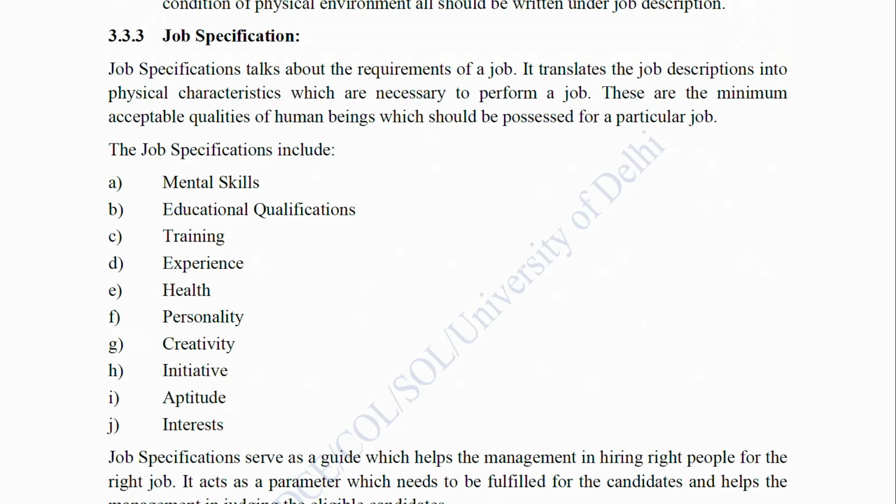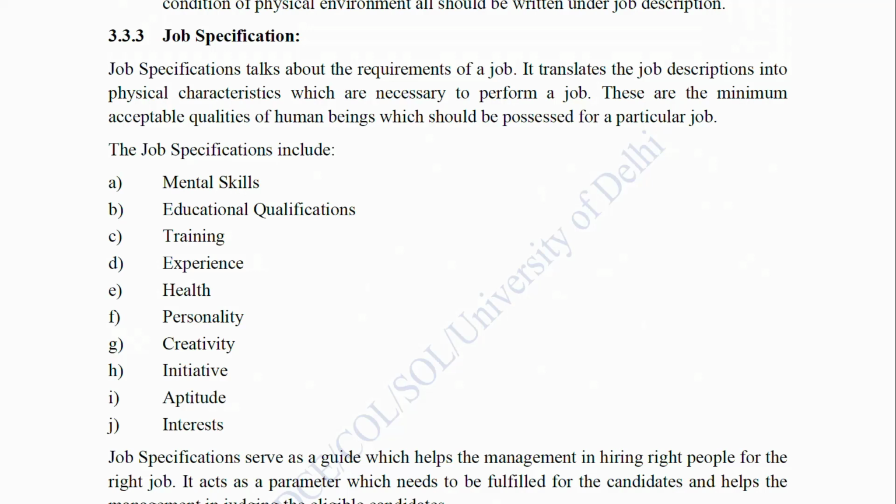3.3.3 Job specification. Job specifications talk about the requirements of a job. It translates the job descriptions into physical characteristics which are necessary to perform a job. These are the minimum acceptable qualities of a human being which should be possessed for a particular job.